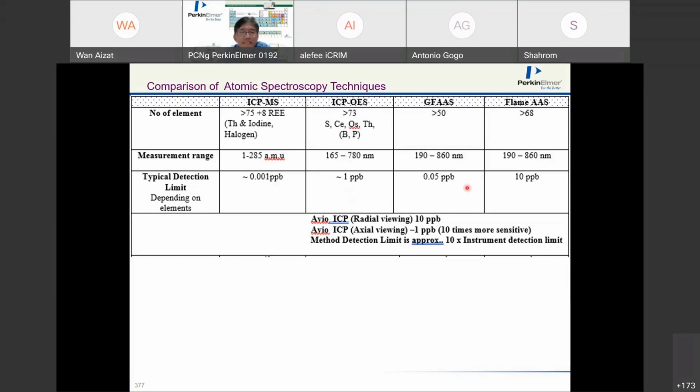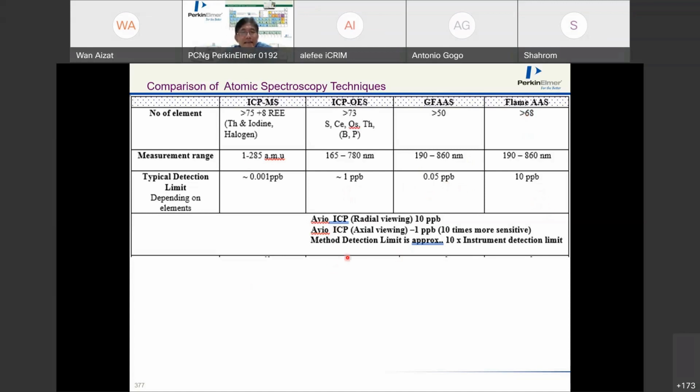The graphite furnace is better than ICP, but very slow. One run takes you 3 minutes. If one sample has 3 replicates, it's nearly 10 minutes just for one element. You can imagine how slow graphite is, but it's cheaper. And flame is ppb level.